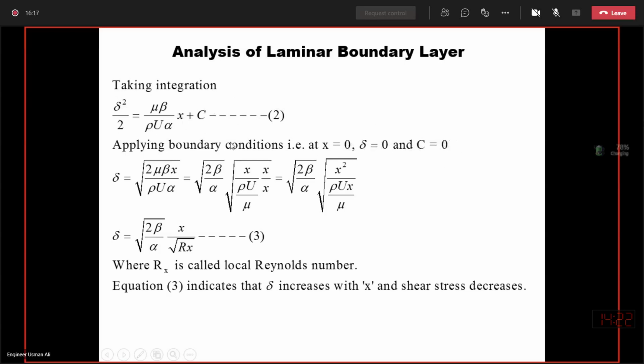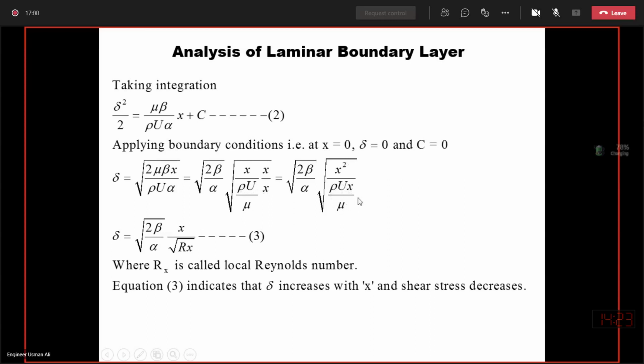Now if you put this back in equation 2 and simplify it further for the thickness of the boundary layer, taking the square root and taking 2 to the other side, we get del equals the square root of 2 mu beta x over rho u alpha. Taking alpha and beta separately, it is 2 times the square root of beta over alpha, and multiplying and dividing the remaining with x, and taking mu to the denominator of rho u, so it will be x square over rho u x over mu.